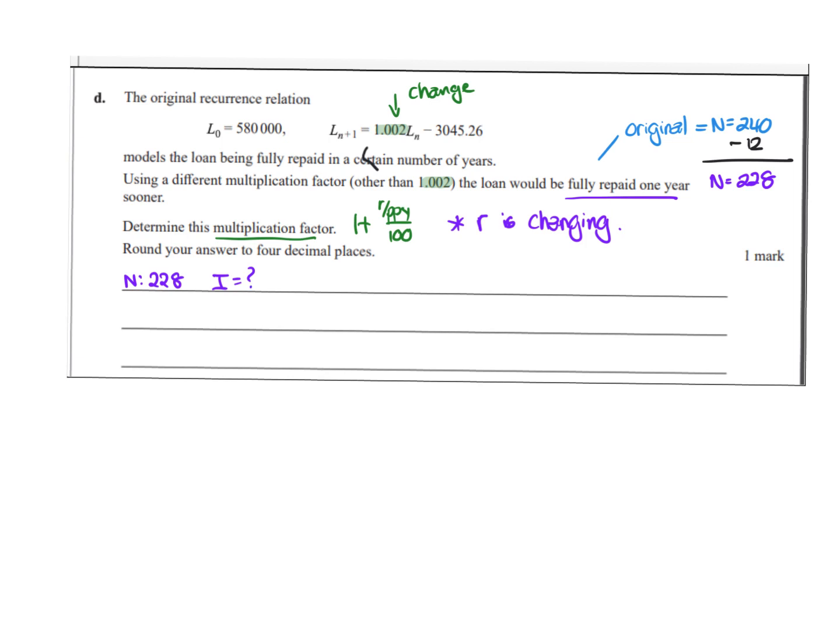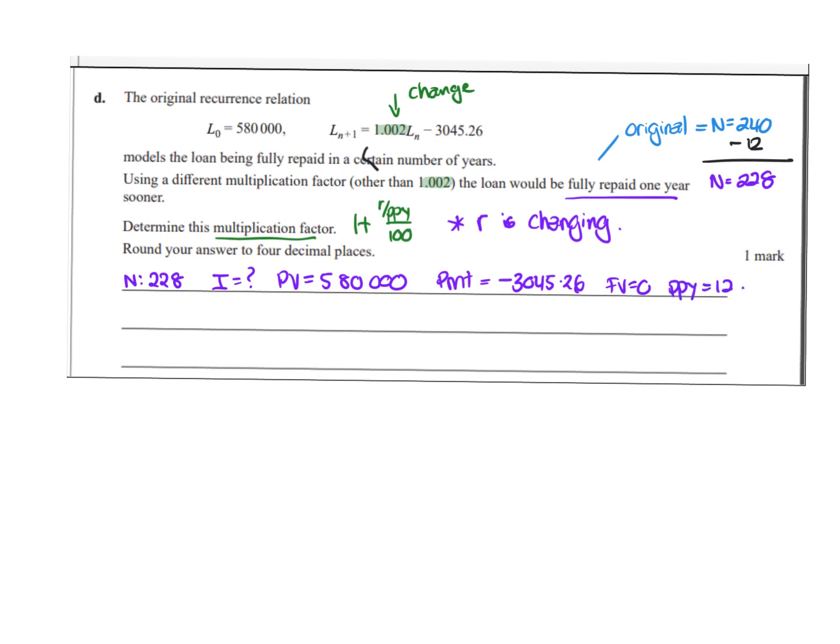Interest rate is what I want to know. PV was 580. He still loaned the same amount. He still made the same payments, so negative 345.26. The FV would still be 0, because we said it's going to zero off. And PPY would be 12.